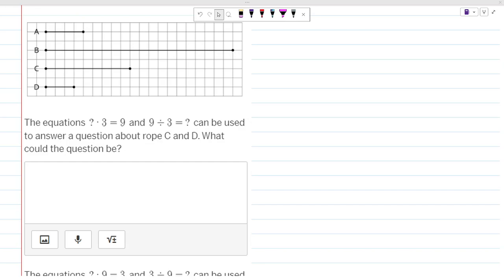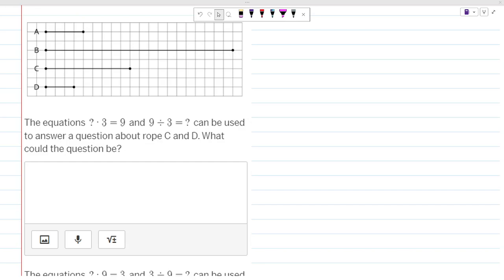We have those ropes that we saw in the previous problem, and it says the equations question mark times 3 equals 9 and 9 divided by 3 equals question mark can be used to answer a question about rope C and rope D. What could the question be?